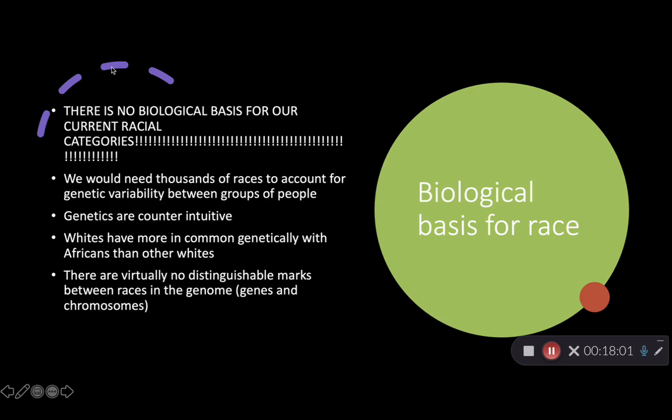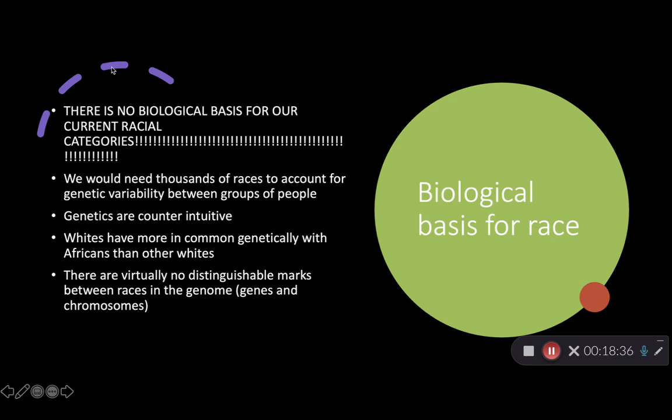Genetics are counterintuitive. You need more diversity within a group than you do between groups. So look, if you think you're white, you have more in common with someone in Africa than the person that's white next door to you. That might not make any sense, but that's how genetics works. You need more diversity with your neighbor so that you don't create physical impairments in the children than you do with someone in Africa. So again, whites have more in common genetically with Africans than they do with other whites.